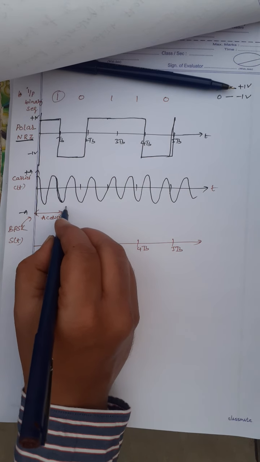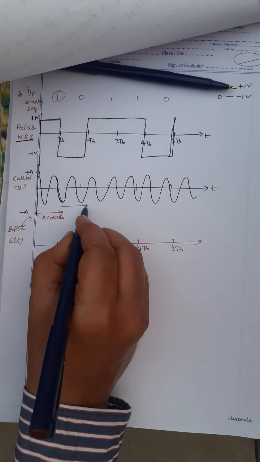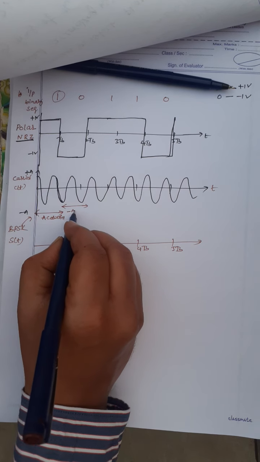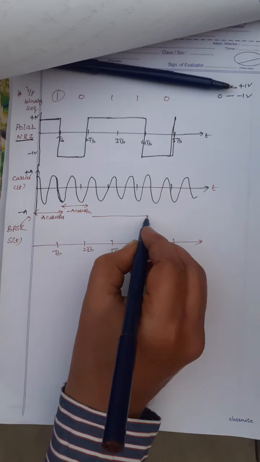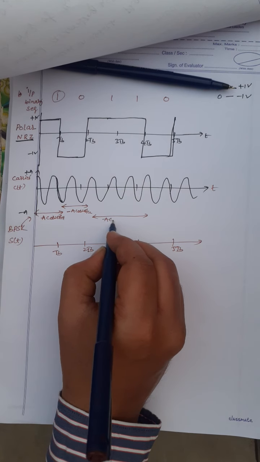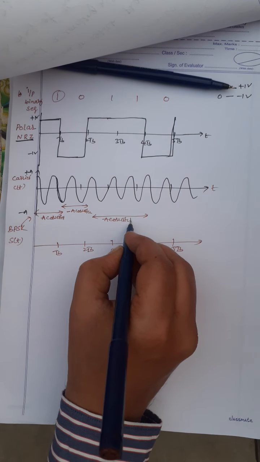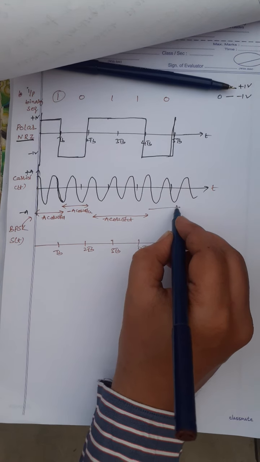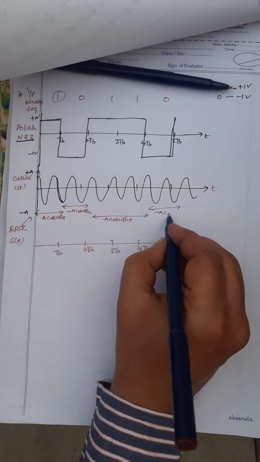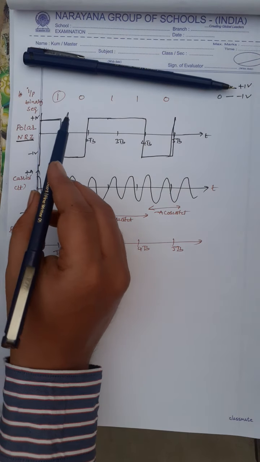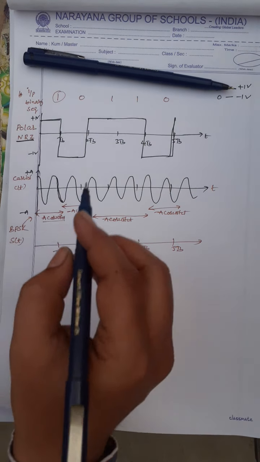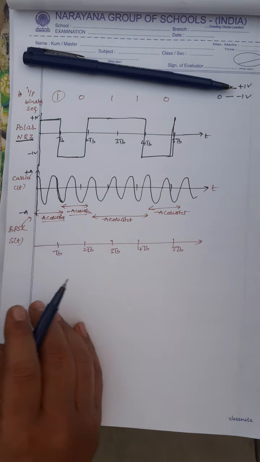Here bit 0. From here to here bit 0. Bit 0 is minus A cos 2 pi fct. Again A cos 2 pi fct. Here again minus A cos 2 pi fct. So now see here, whenever bit 1 is transmitted, I am getting A cos 2 pi fct. Bit 0 is transmitted, minus A cos 2 pi fct.